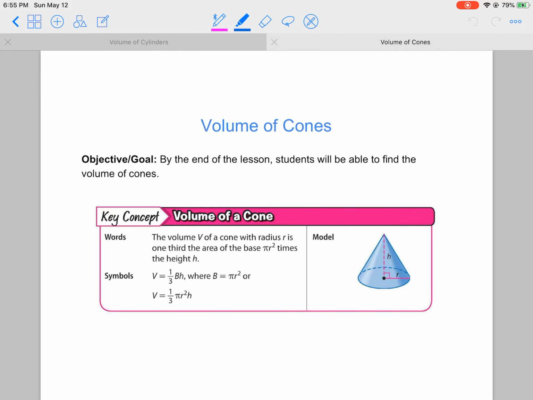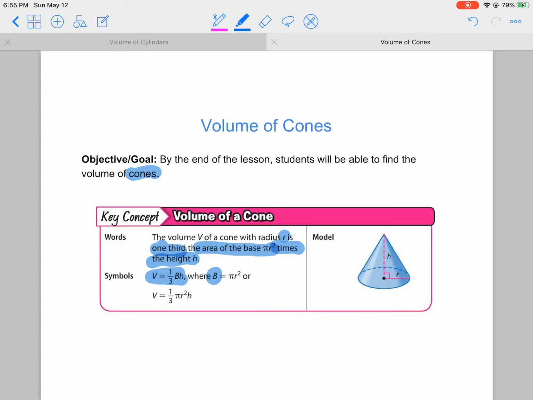Okay, in this lesson, you are going to be learning how to find the volume of cones. The volume of a cone, again, you have a circular base with a radius r, is 1/3 the area of the base, pi r squared, because it's a circle, times the height, h. So here's our formula, 1/3 times the big B times h.